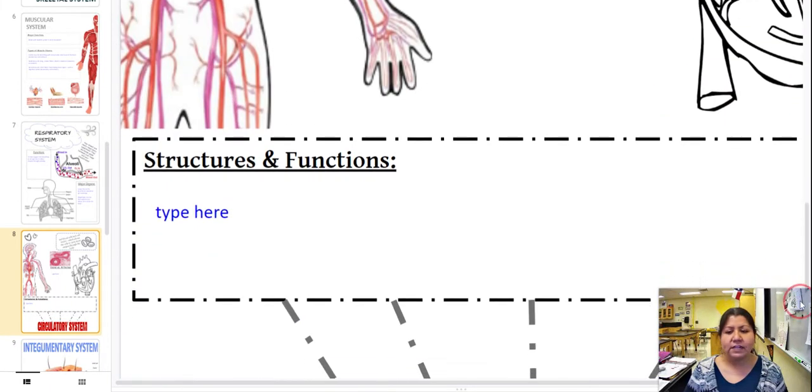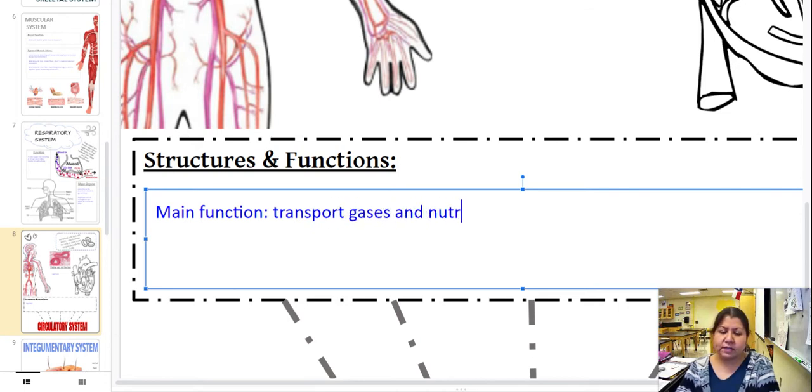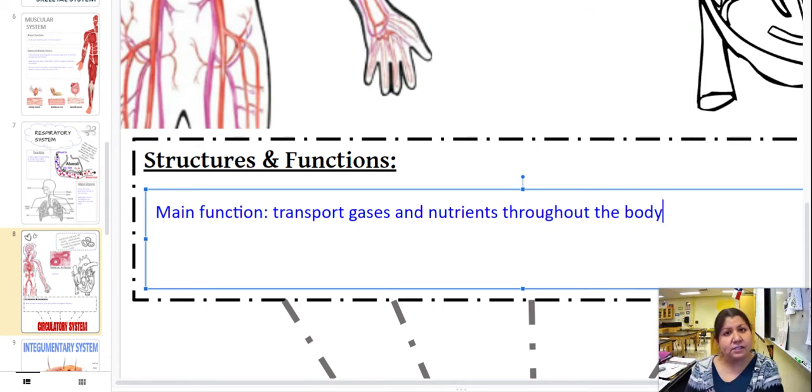And so when we're talking about our cardiovascular system, the main function is to transport gases and nutrients throughout the body. That's our main function. That's what the circulatory system does. It's going to be our transportation system, so gases can circulate all throughout and nutrients can also circulate all throughout.